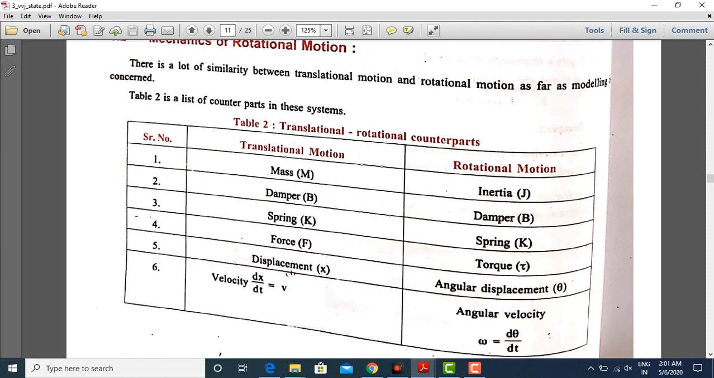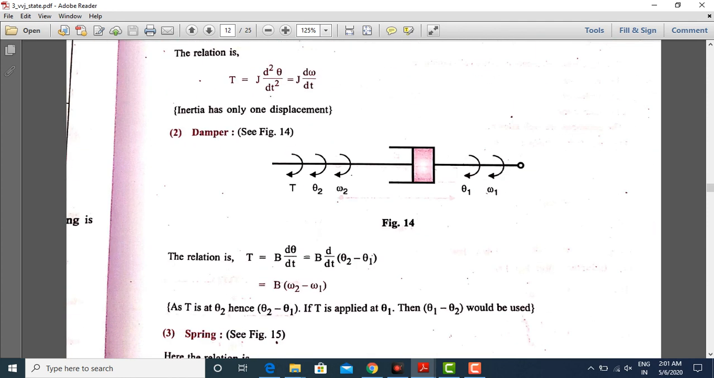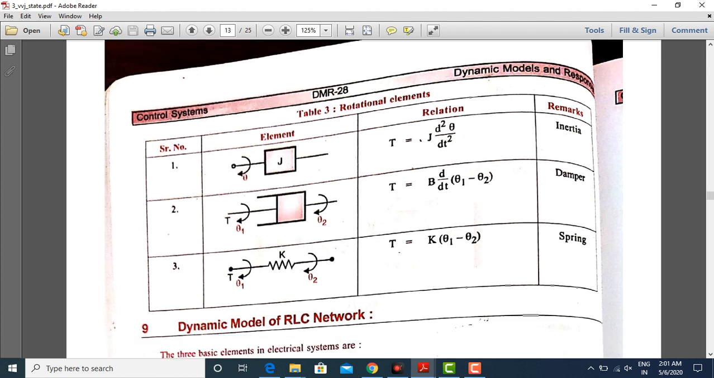Now moving towards the rotational system. Again we'll discuss this table. Here we can see, if you are applying the torque, what will happen? T equals J into d squared theta by dt squared. That is the expression of inertia. If you are applying the torque to the damper or dashpot, T equals B into d theta by dt. You can write this theta 1 minus theta 2 as theta in generalized form.